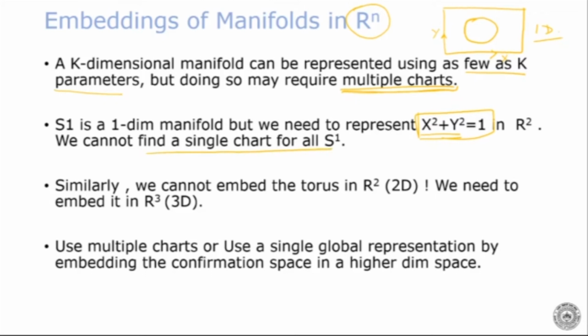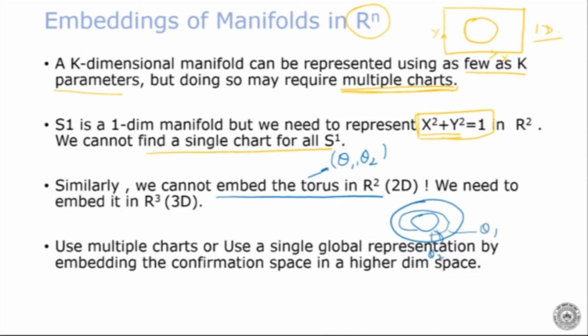Similarly, we cannot embed the torus. Another example was the torus. A very good example is this torus. Okay, so we cannot embed the torus in R2. Now we know the torus is basically made up of theta 1 and theta 2. That's how we got the torus, by varying theta 1 and theta 2 for a 2 degree of freedom system. And when we draw the torus, it is something like this. This is my torus. So this side is theta 1 and this one is theta 2, right? But when I'm drawing it, if you note, you cannot draw it in 2D, it has to be drawn in 3D. A torus can be drawn only in 3D.